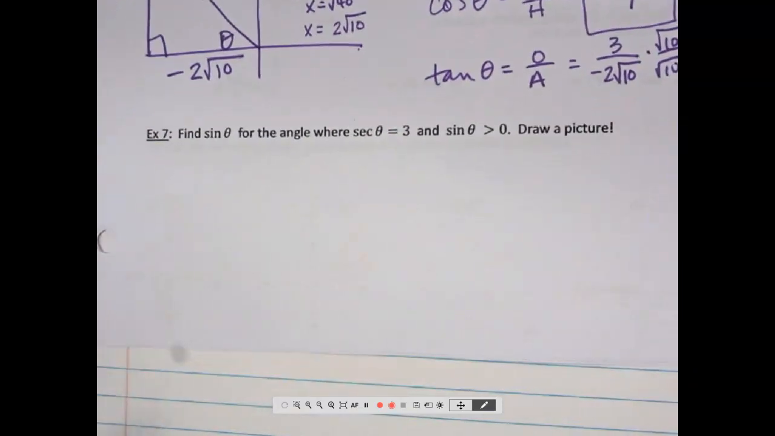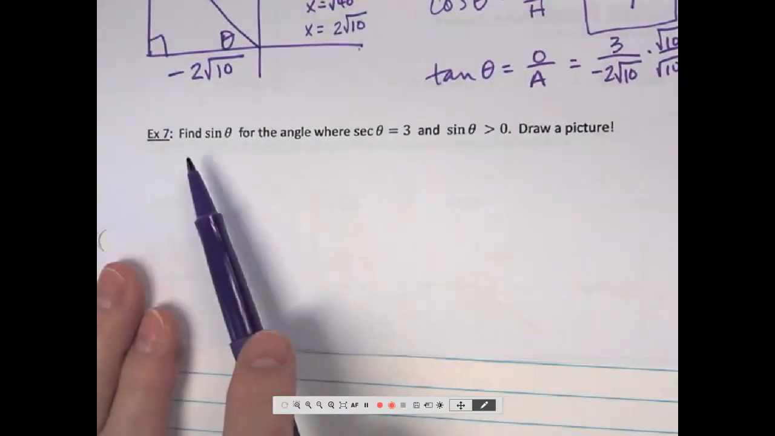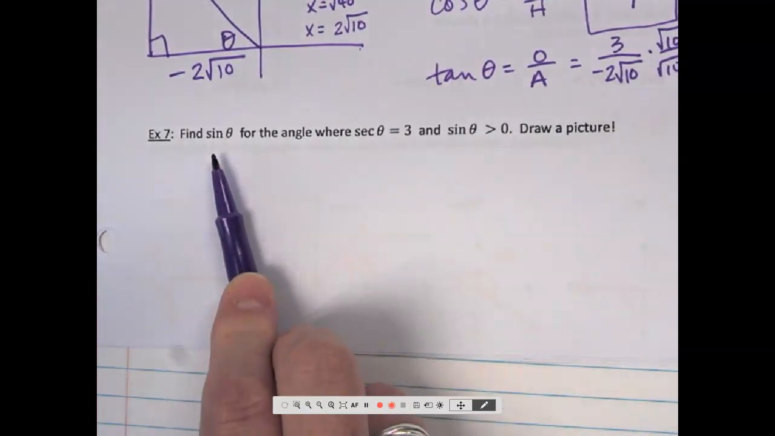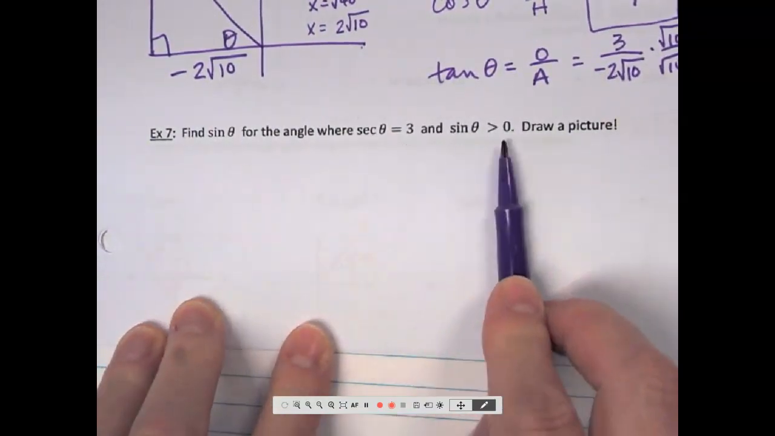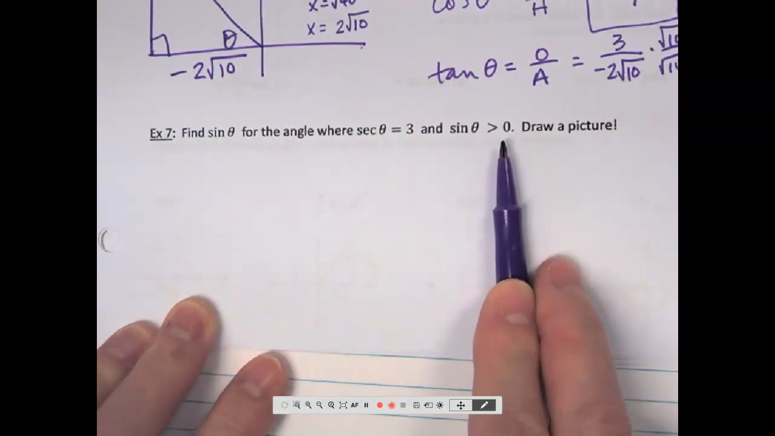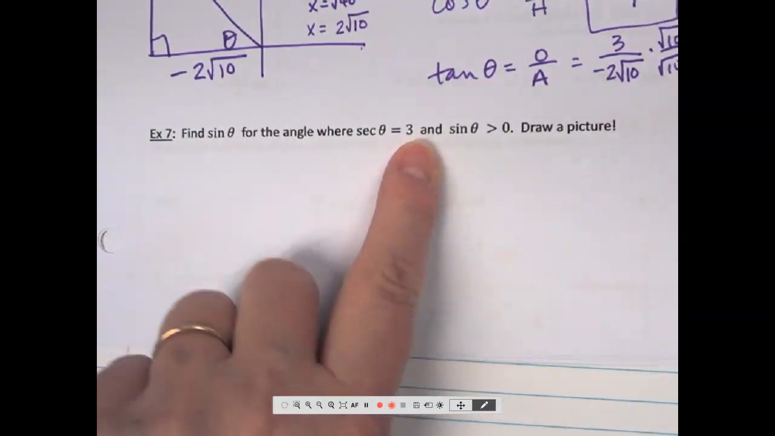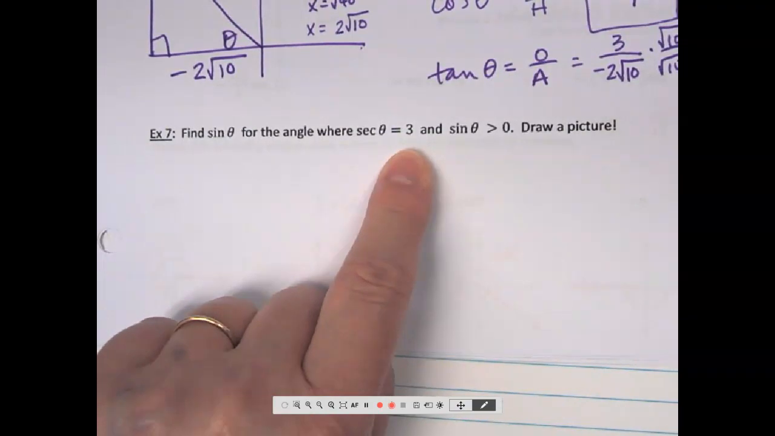Okay, so remember, it's like cryptic information. We have to figure out, first of all, which quadrant are we in, and then we'll sketch a picture. Find sine, so I'm only looking for one little thing, for the angle where secant is 3 and sine is greater than 0. Okay, I'd like to think of 3 as a fraction, first of all, so that will be 3 over 1.